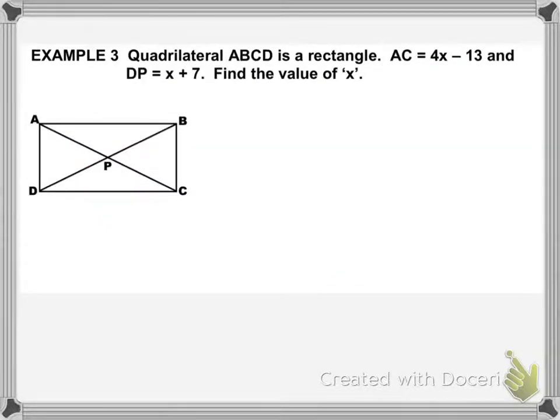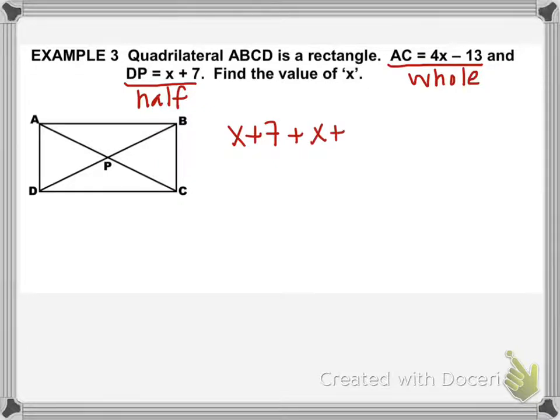Let's do another one. In this rectangle, we have an expression for AC, which is a whole diagonal, and DP, which is half of a diagonal. So this is the half, and this is the whole. And remember, 2 halves equal a whole. So we'll have to say that the x plus 7, that half, plus another x plus 7, or you could do x plus 7 in parentheses times 2 and distribute the 2, you'll get the same thing, equals the whole thing of 4x minus 13. So this is the equation you would want to start with.